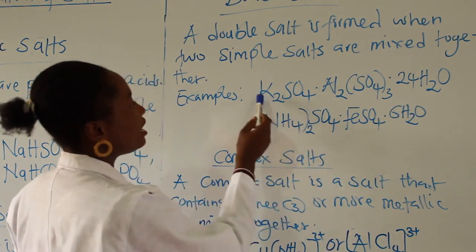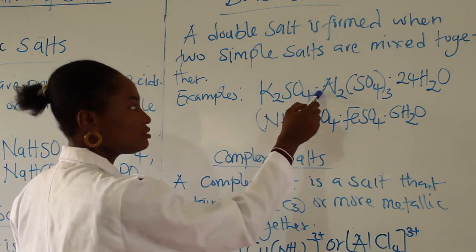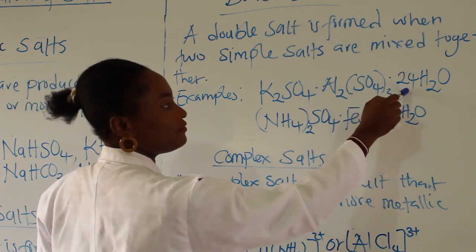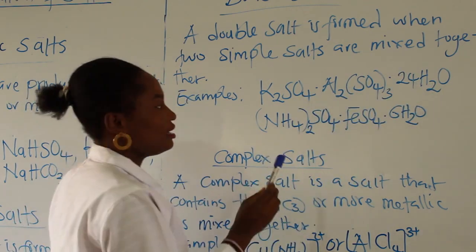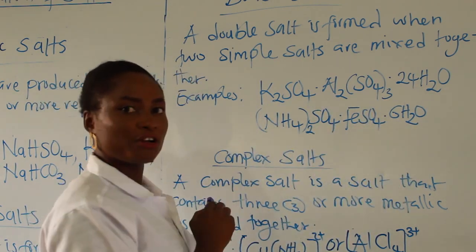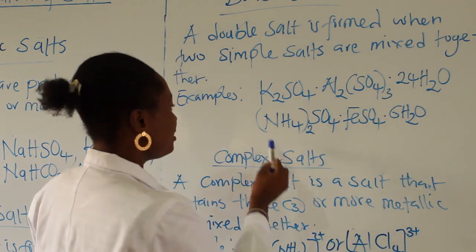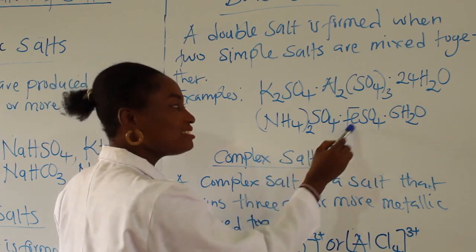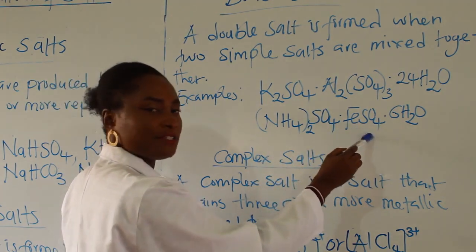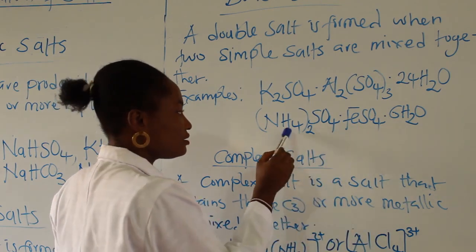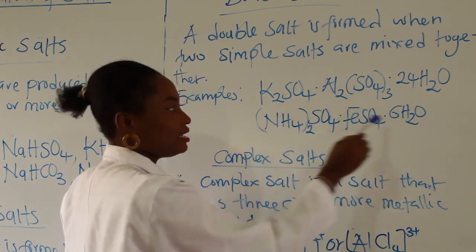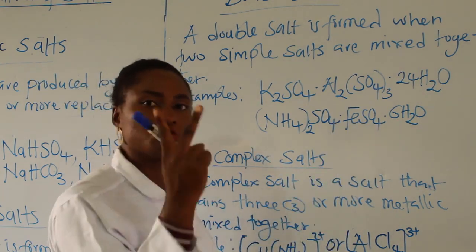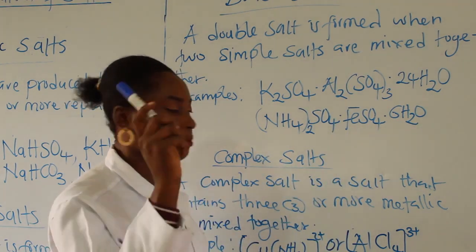So the formula is K2SO4 dot Al2(SO4)3 dot 24 water. This is a double salt. See how long the compound is. Now, this is another double salt, ammonium sulfate and iron sulfate, the one I showed you. Iron sulfate combined with ammonium sulfate, then you have 6 molecules of water. This is a double salt because you have two different salts coming together to form one.